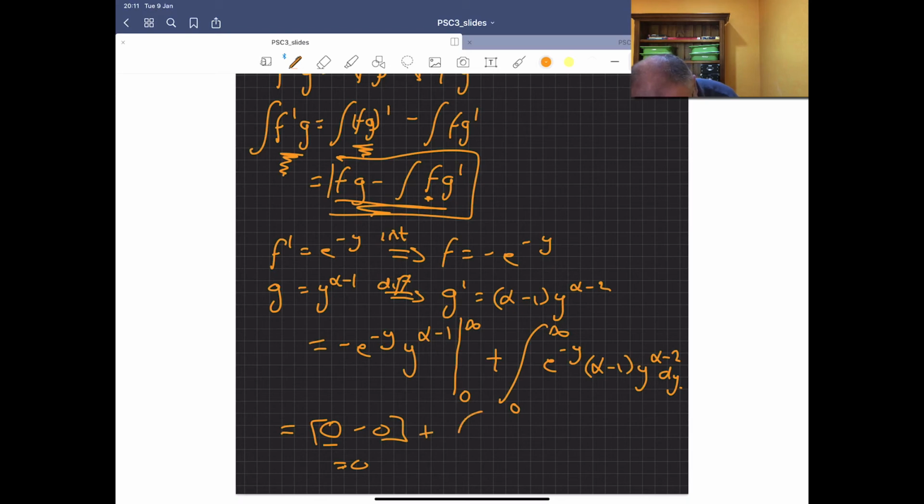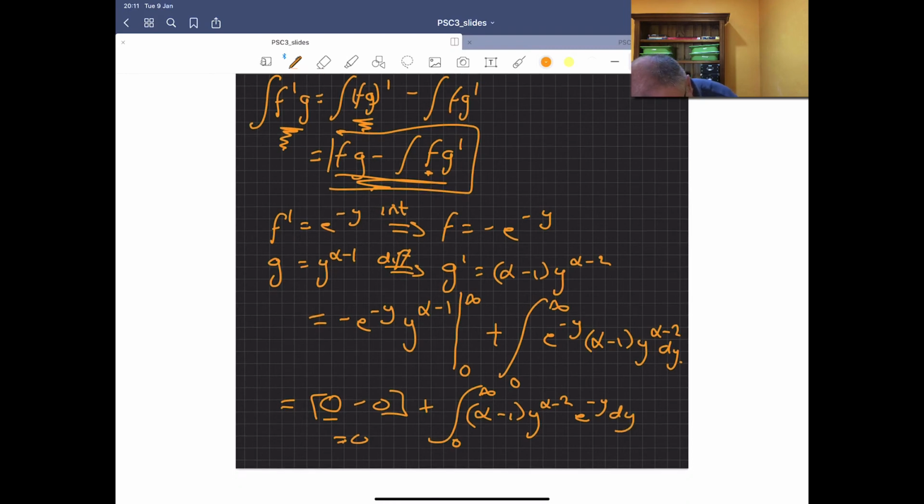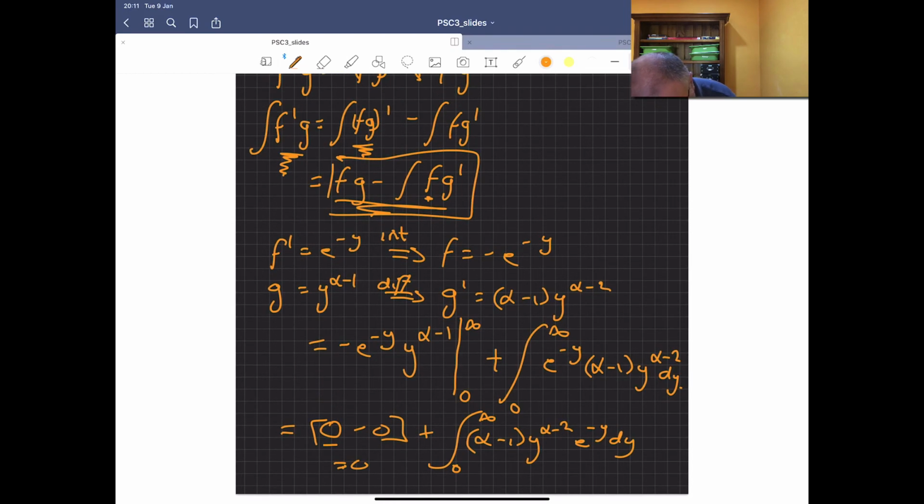Plus, what have we got in that second term? I've got 0 to infinity. I'm just going to rearrange it. This is alpha minus 1 times y to the alpha minus 2, e to the minus y dy. And what is that? If you look at it carefully, if I bring an alpha minus 1 out to the front, that is gamma of alpha minus 1.